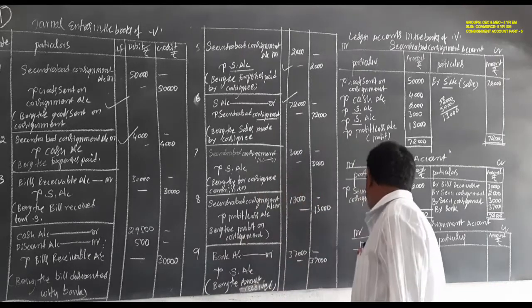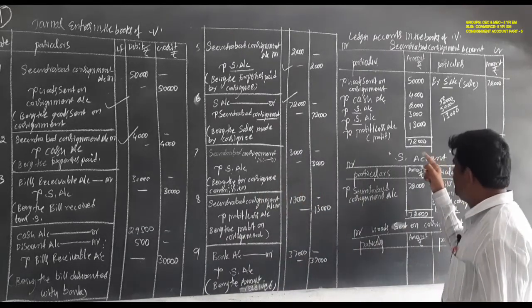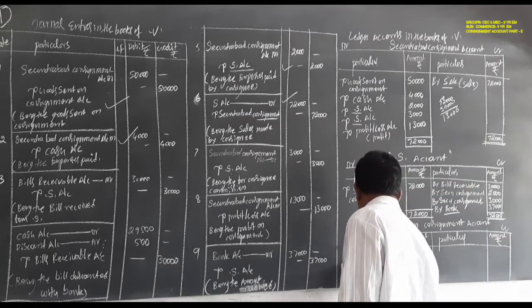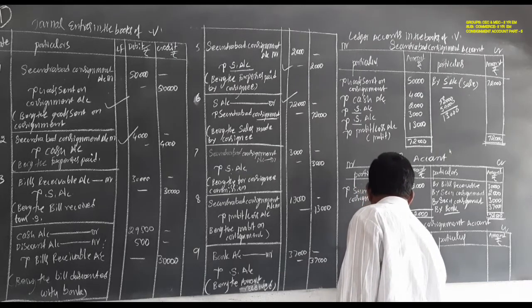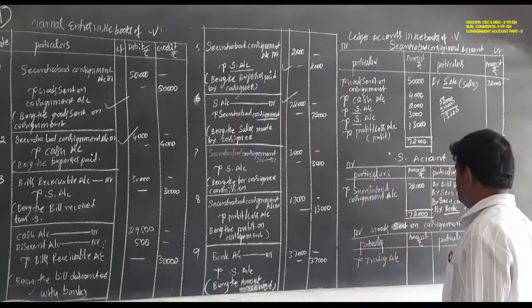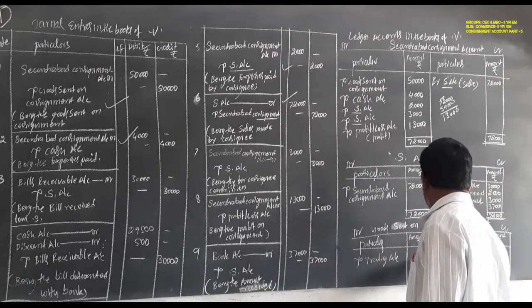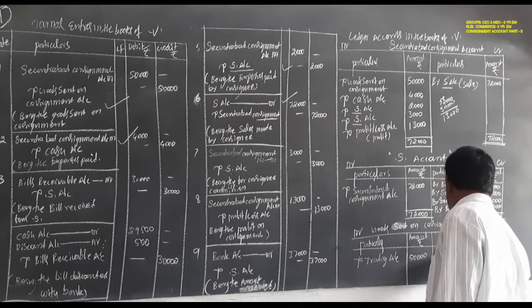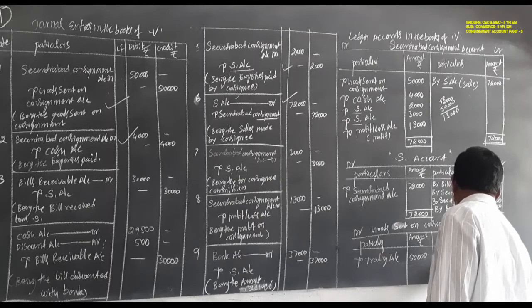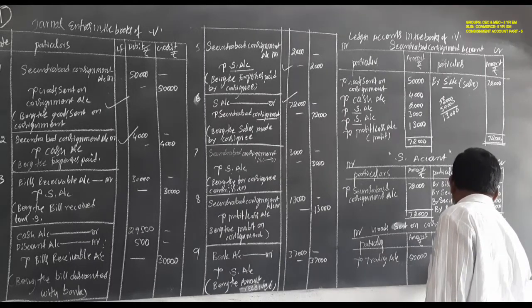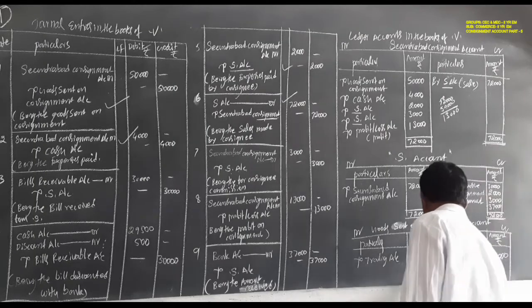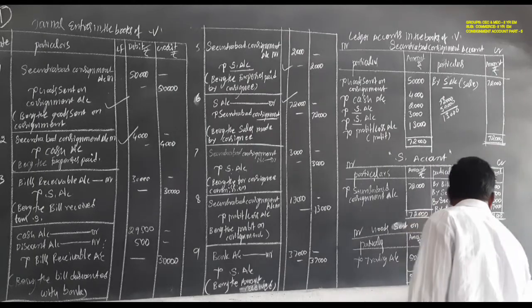This is the bank account. Last account, trading account. The amount is 50,000 rupees, by Secunderabad consignment. Consignment 50,000 rupees. So total 50,000 rupees.